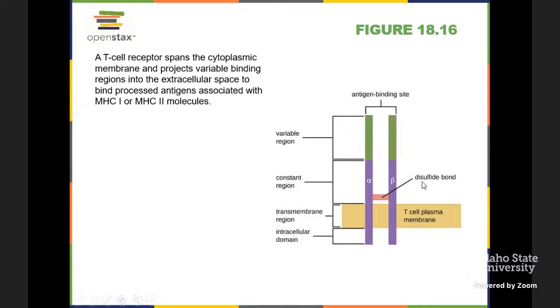So not the same as an antibody, but it's similar. There is a constant region, like the tail region of that immunoglobulin. It's tethered together through some covalent bonding, a disulfide bond, linking the alpha and beta subunits of these proteins together.